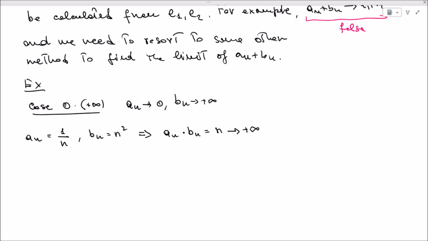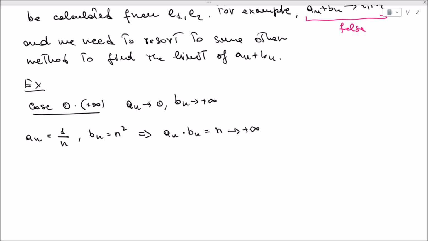Let's now consider an equal to 1 over n squared and bn equal to simply n. In this case, we are still in the case 0 times plus infinity, because an will tend to 0 and bn will tend to plus infinity, but the product an times bn in this case is just equal to 1 over n, that clearly will tend to 0.